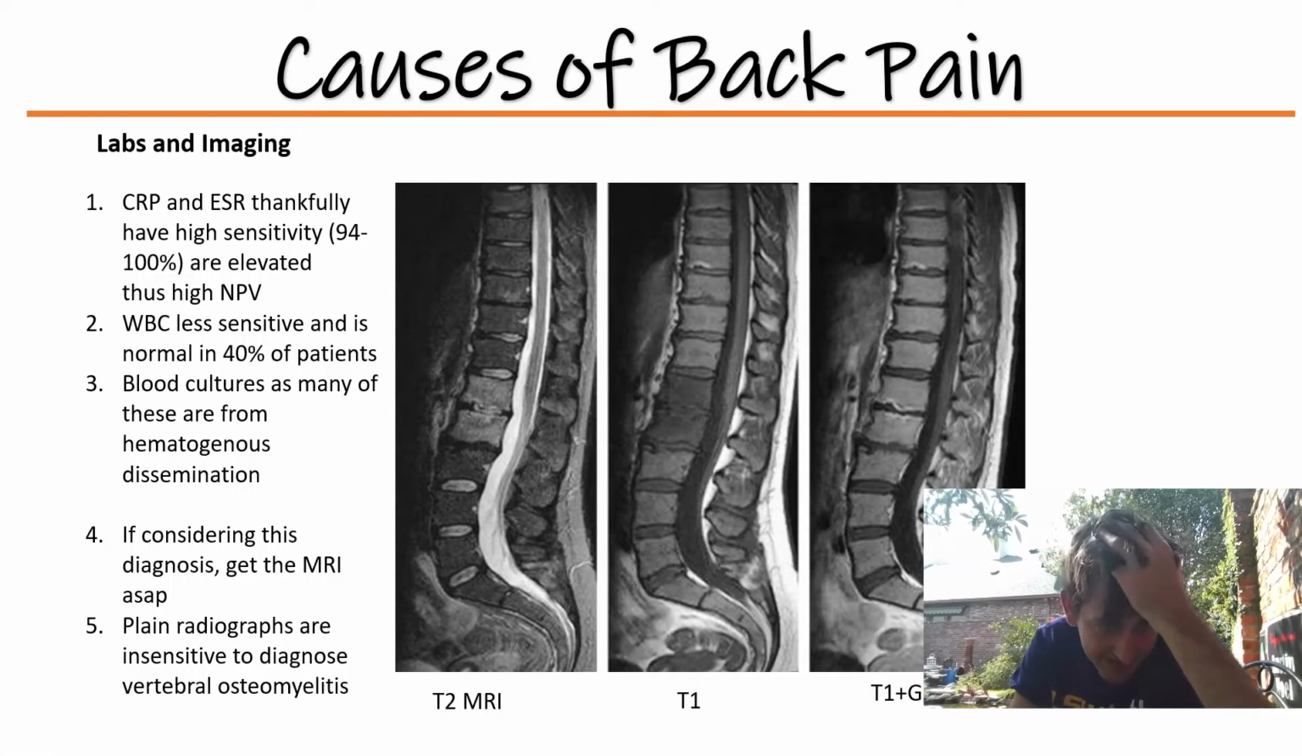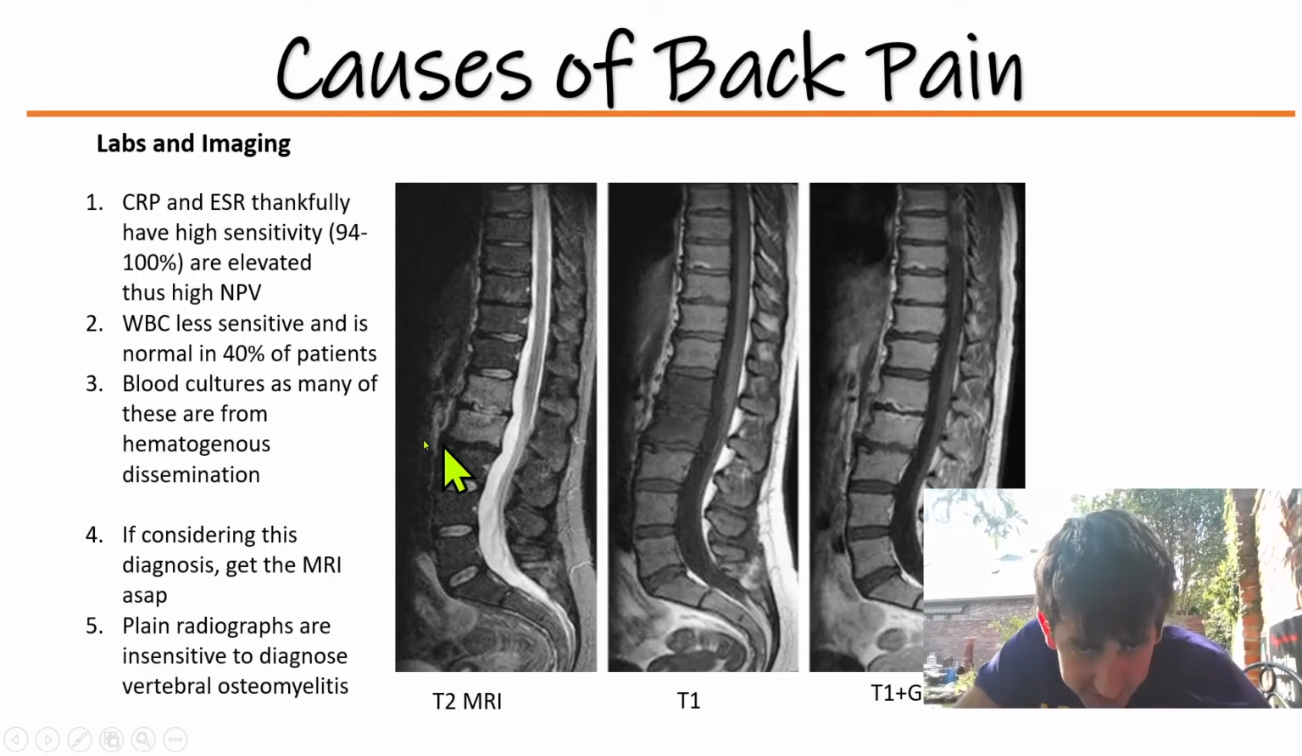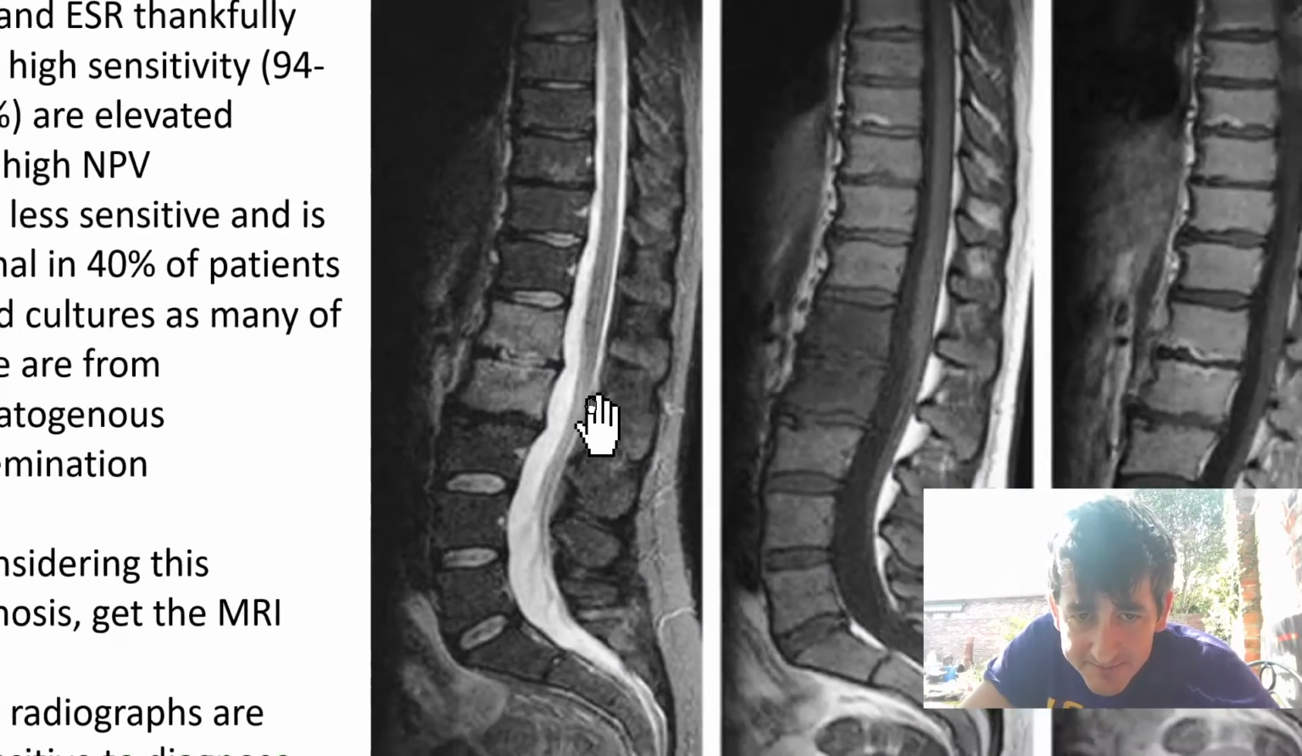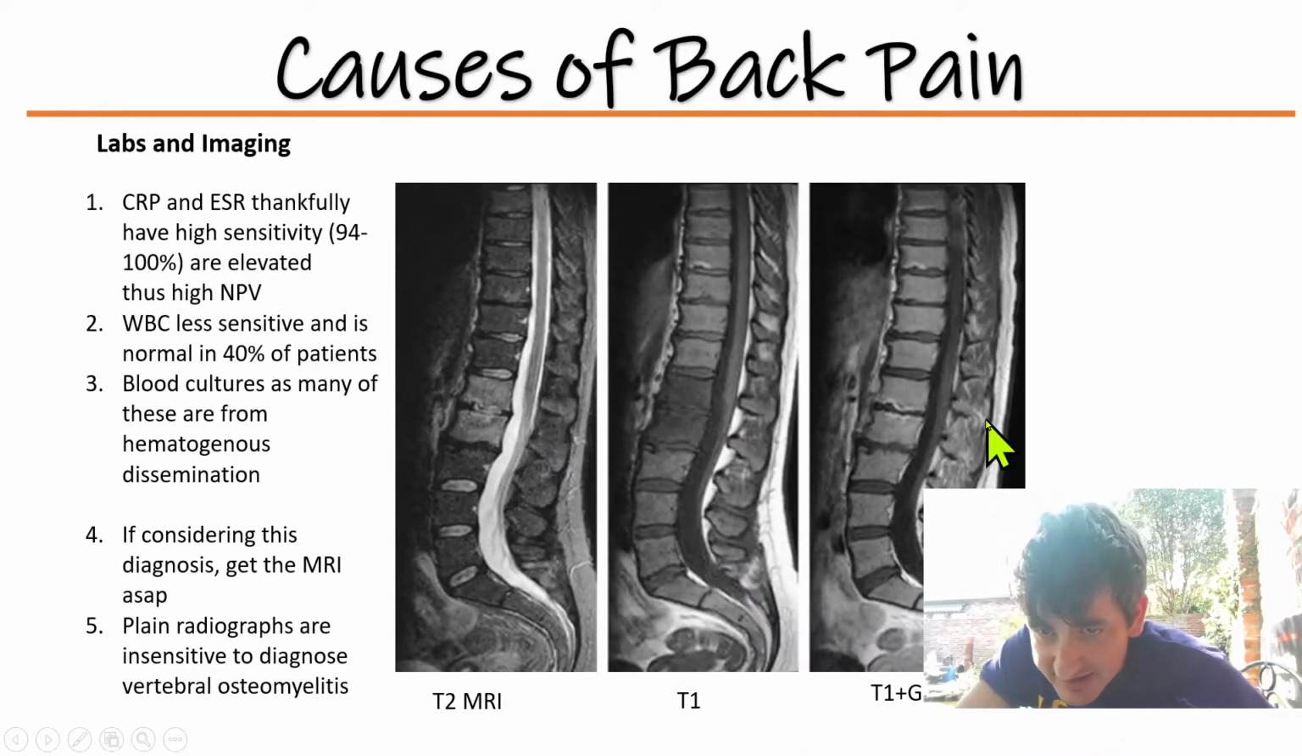Don't prolong that. Plain radiographs are insensitive to diagnose vertebral osteomyelitis, so don't waste your time there if you have high suspicion of this. And you can see this is T2 weighted, this is T1 weighted, and T1 weighted plus contrast. So what's going on here?